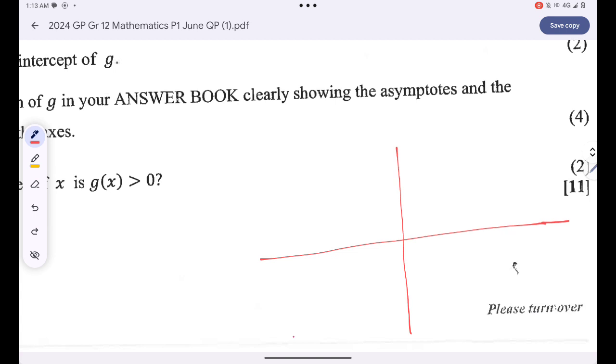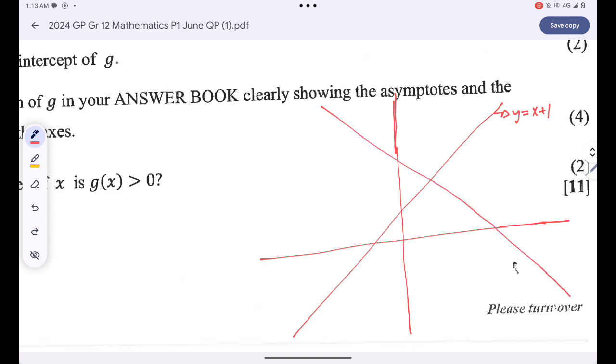The first one will be like this. This is y is equal to x plus 1. And then the second one, that's negative x plus 3, right? The second one will just be like that. This line is just y is equal to negative x plus 3.